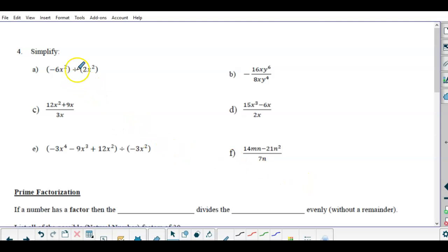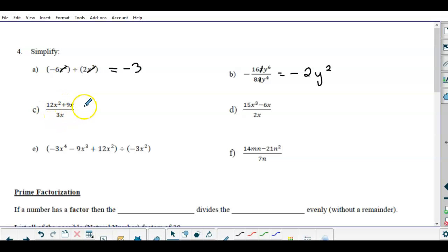So let's practice. Again here, it's a monomial, so that's going to be negative 6 divided by 2 is negative 3, and x squared divided by x squared is 1, so it's just negative 3. Here, we'll leave the negative out front. There's just one negative. 16 divided by 8 is 2. The x's divide out totally, and y to the 6th divided by y to the 4th is y squared.